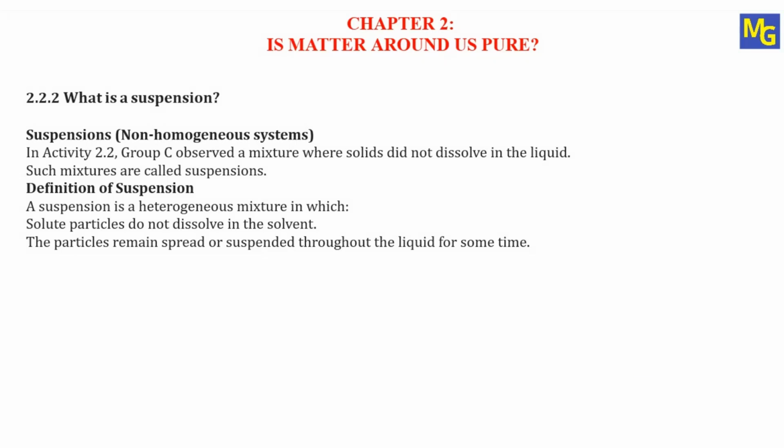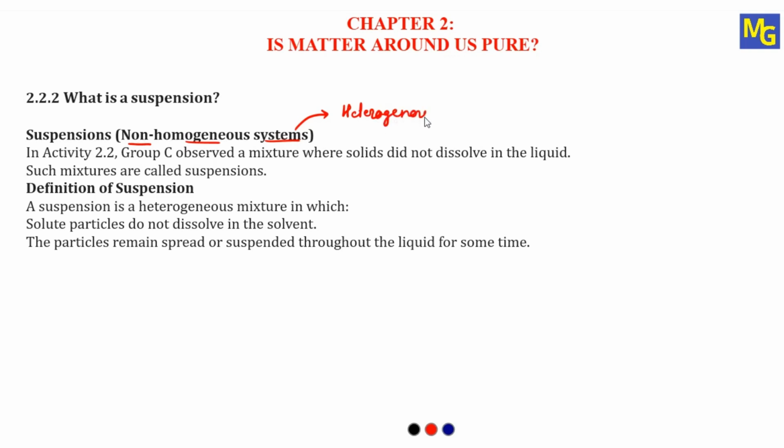Hello students, I am explaining chapter 2, Is Matter Around Us Pure, for class 9 science, and in this video we are going to study the next topic, that is what is suspension. So let's start. What is suspension? Suspension is a non-homogeneous system, or it is also called a heterogeneous system.